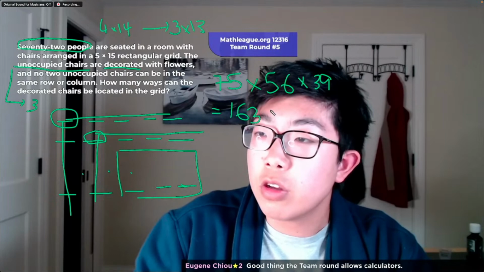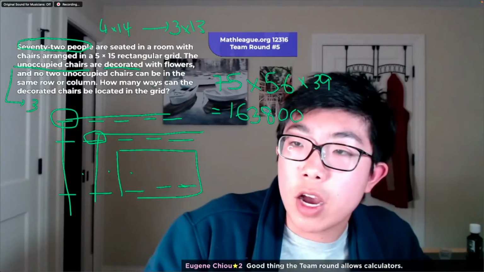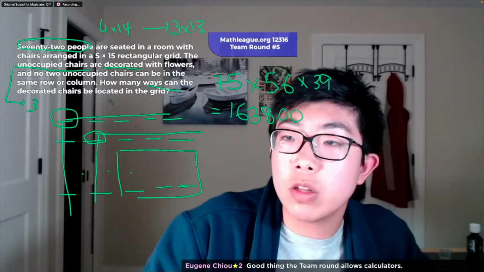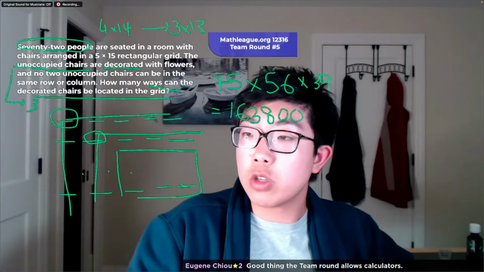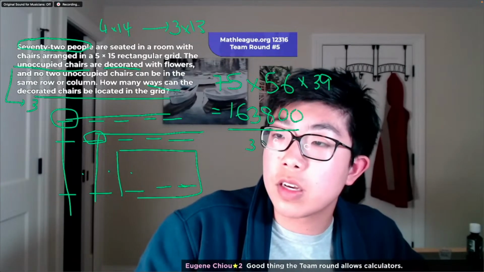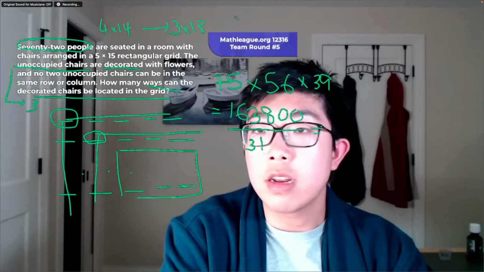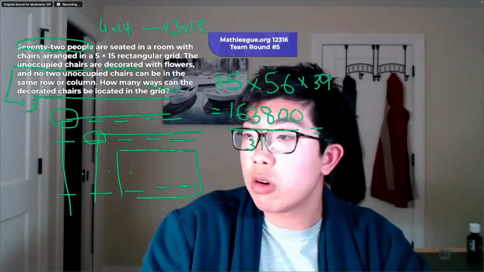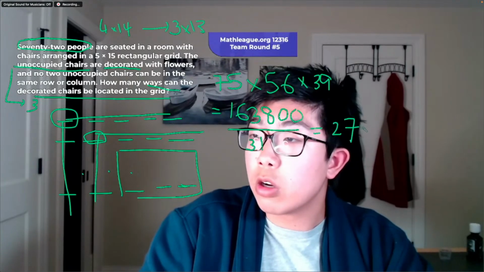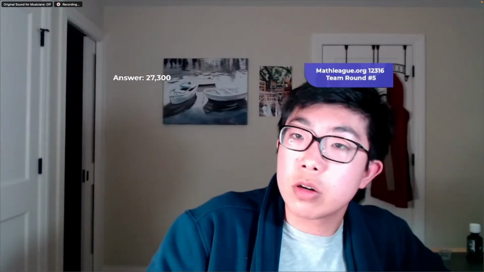If you are paying very close attention, you might realize that the problem only asks for how many ways the decorated chairs can be located. So there's no distinguishment between the chairs, which means that we need to divide this by 3 factorial, or 6, to prevent overcounting. So we now must do long division again and divide this by 6 to get a final answer of 27,300. And this should now have eliminated all the duplicate ways to choose the chairs. And this is indeed our correct answer.